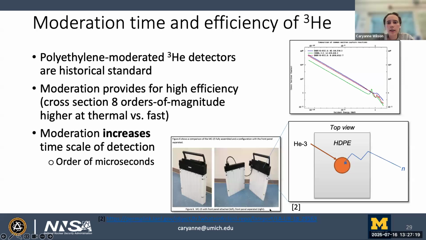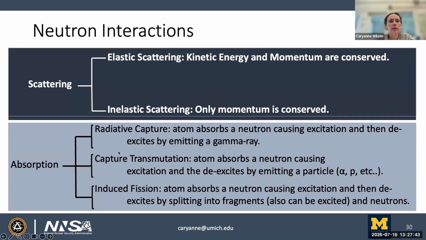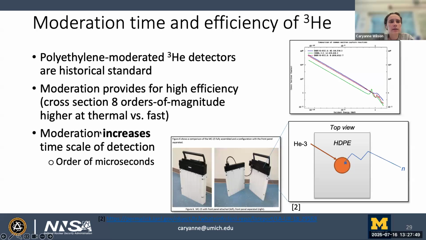There are also helium-3 detectors embedded in a block of high-density polyethylene, and the neutron will scatter to thermal energy and then diffuse into the detector. This process takes time. The neutrons will thermalize really quickly, but it takes a while for them to diffuse into the detector. This increases the time scale of detection to the order of microseconds. And sometimes timing information is important, and you want to know that specifically with neutrons.